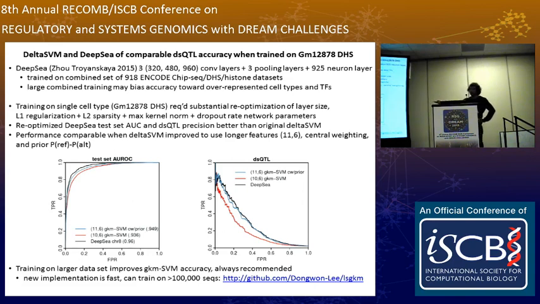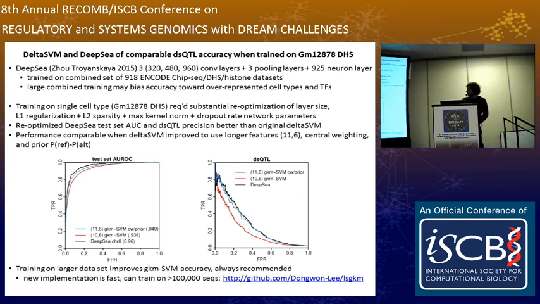So we retrained that model on a single cell type. And this required a substantial reoptimization of the parameters of the network. But when we did that, the AUC was a little bit better than gkm-SVM. And we've known and reported previously that using a longer word is better when you have a large training data set. So we did that, and then we get comparable accuracy to deep neural networks. So the recently published deep neural network method is comparable in accuracy on the DSQTLs when trained on GM12878 DHS.